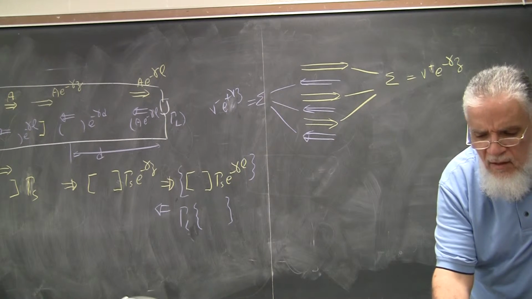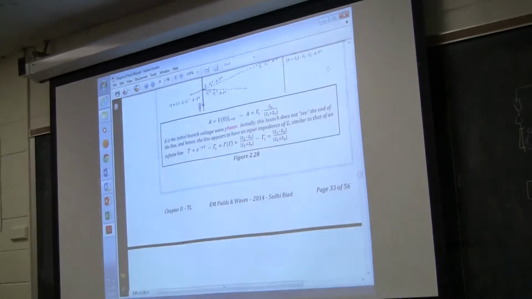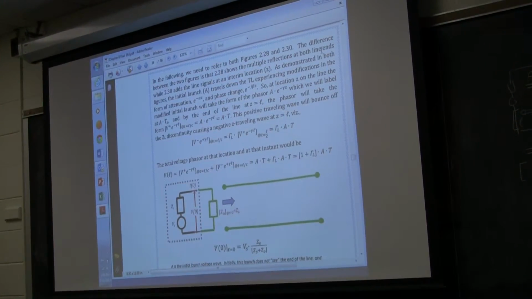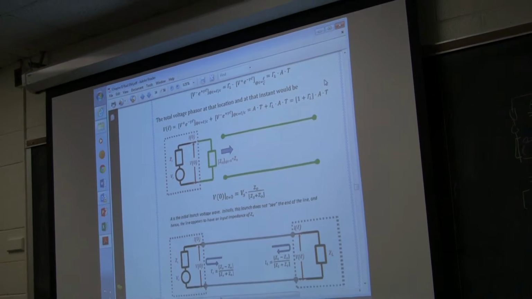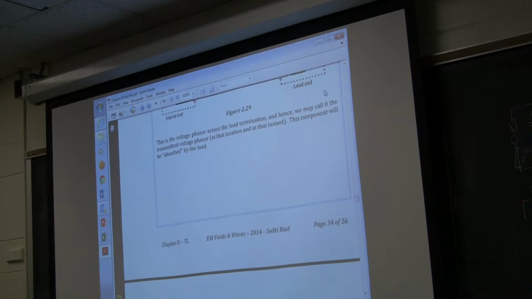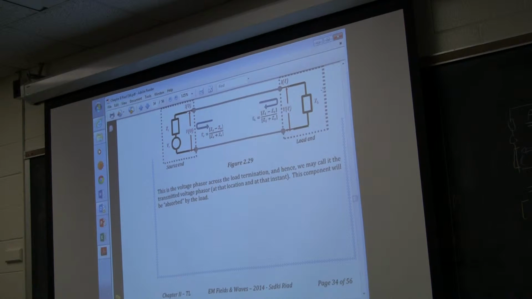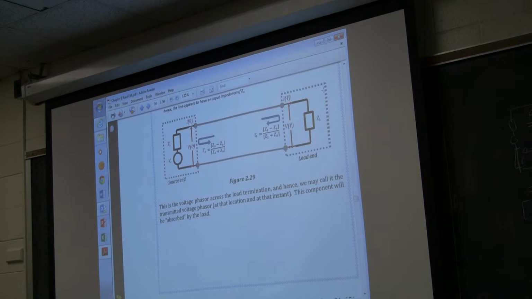And if you read this addendum in the chapter, you will see the expressions here, and you will see the series summation. It's a geometric series, by the way, okay? And if you do the geometric series addition, by the way, here's the definition of gamma S and gamma L. Gamma L is ZL minus Z naught over ZL plus Z naught, right? How much is ZL mismatched with Z naught? And gamma S will be the mismatch between ZS and Z naught.